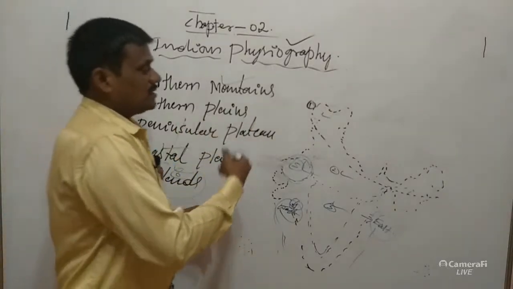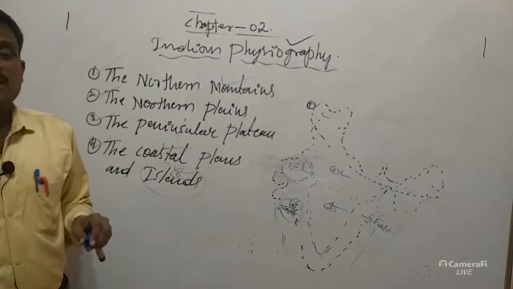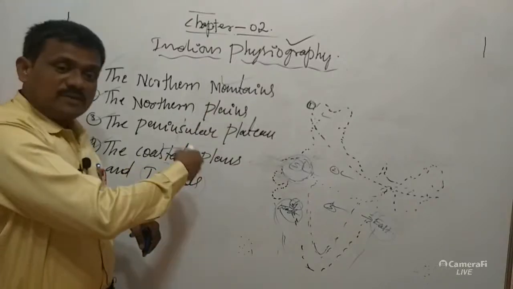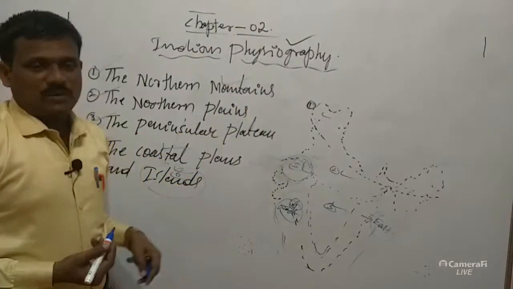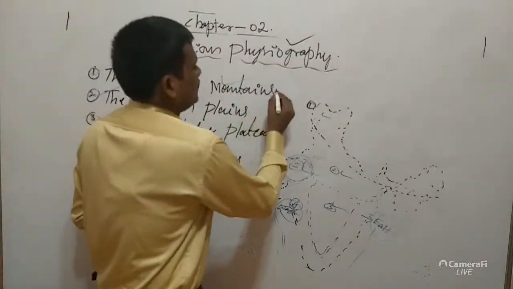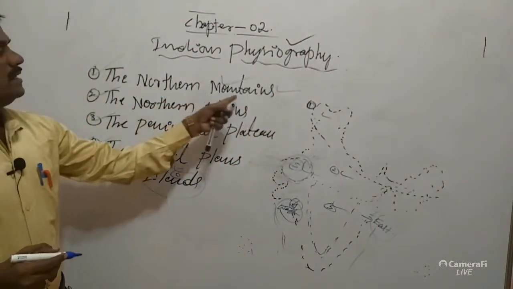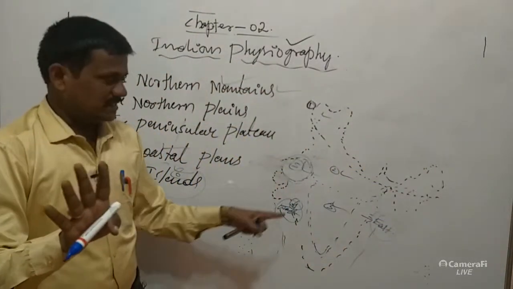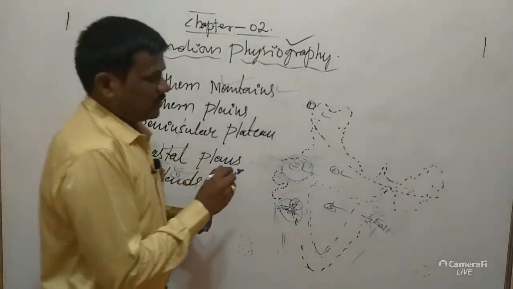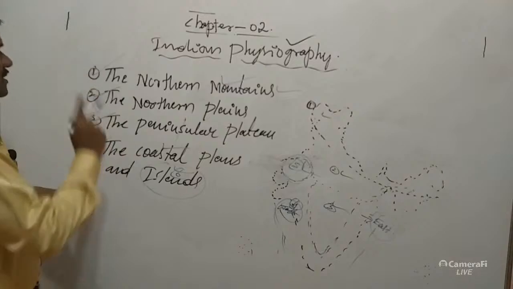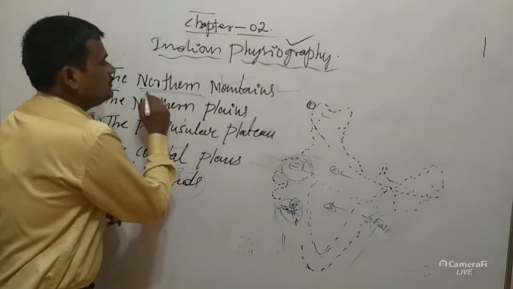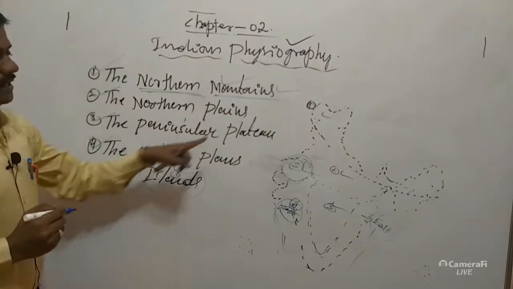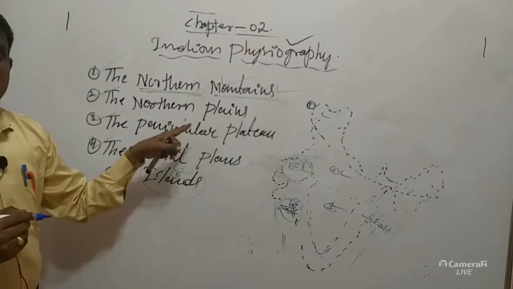Now we have to discuss in detail, one by one, the important points given, what is the importance of all these physiographic divisions of India. First we have to discuss the Northern Greater Mountain. This whole of India can be classified into four. Yes or no? Already you know this, all four. Now we have to discuss only one part, and the first division is called the Northern Mountain, and we have to discuss these mountains in detail.